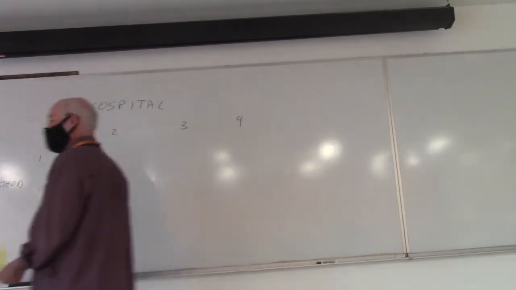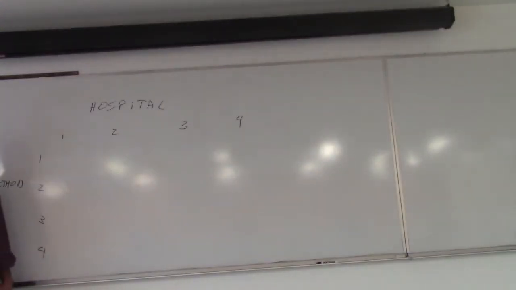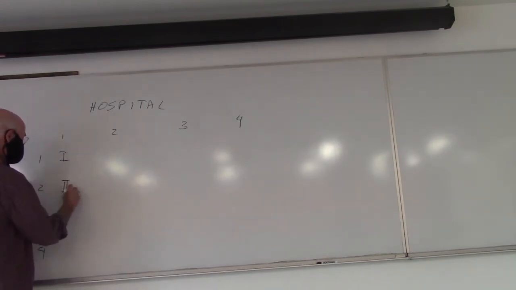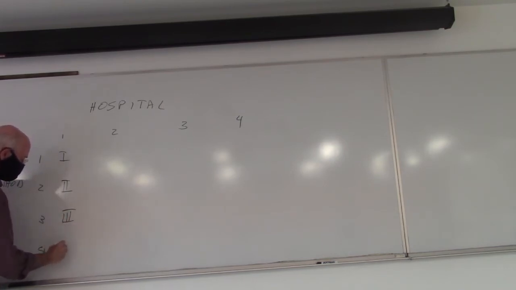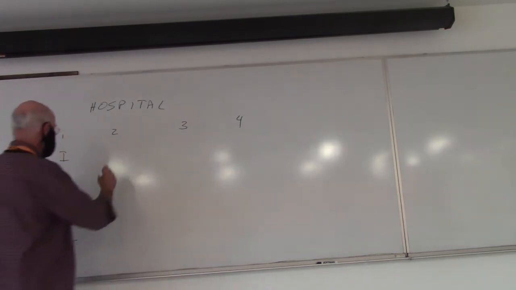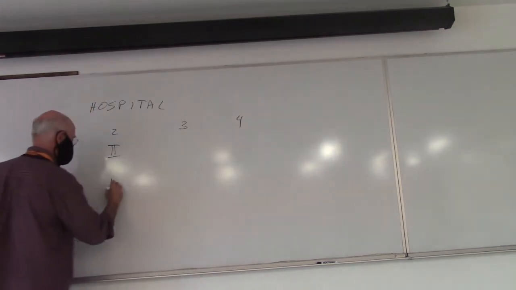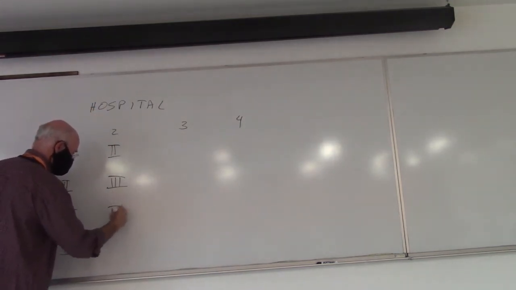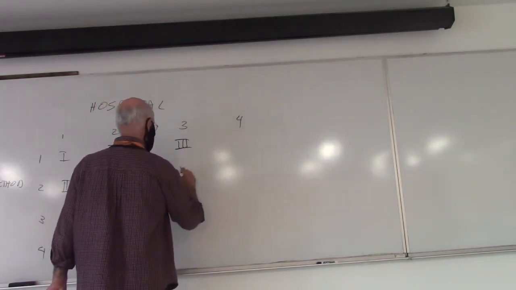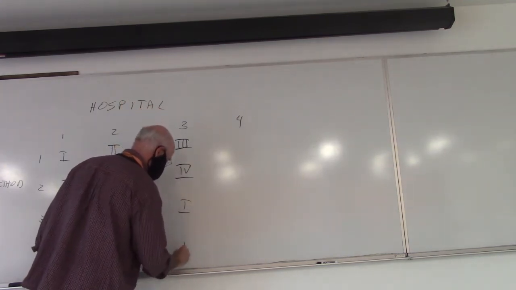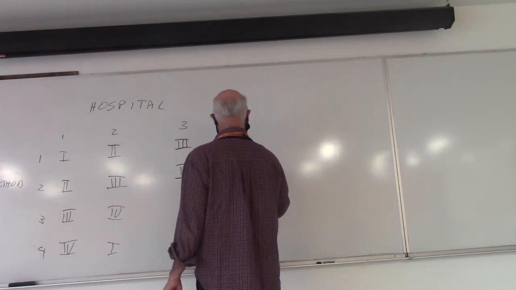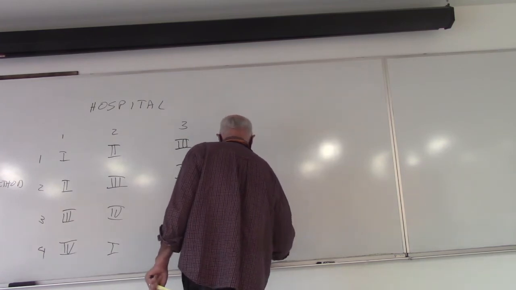And the way we can do that, and this is where the Latin part of Latin square comes in, we're going to use Roman numerals. So we're going to use detergent one there, detergent two there, detergent three there, and detergent four there. Now, I need to use detergent two there, three there, four there, and one there. Detergent three here, four, one, and two. Detergent four, one, two, and detergent three.